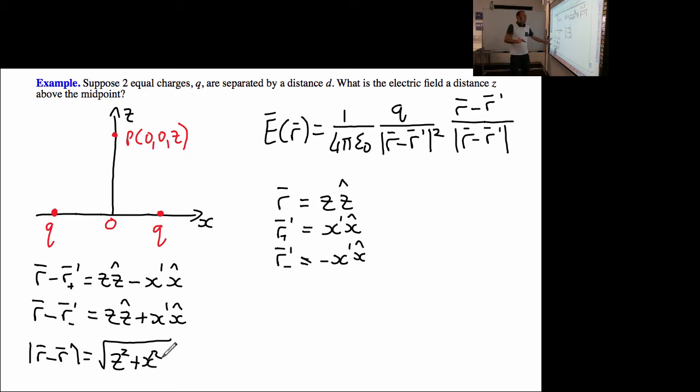Okay, so now that we have these, all we have to do is put them into our formula for the electric field. And because we've got two point charges, we're going to use the principle of superposition. We're going to add the electric field due to each of them together, and that will give us our total field at that point P.